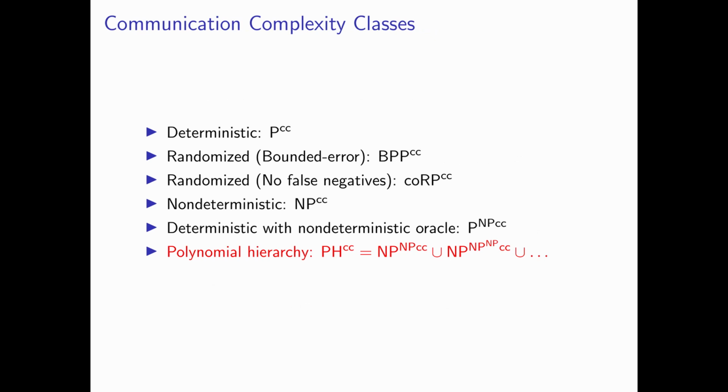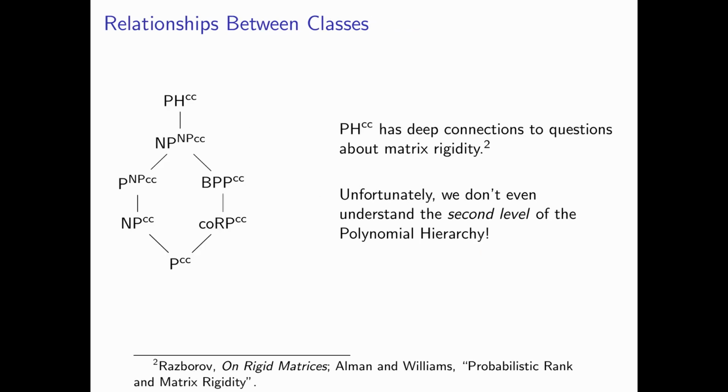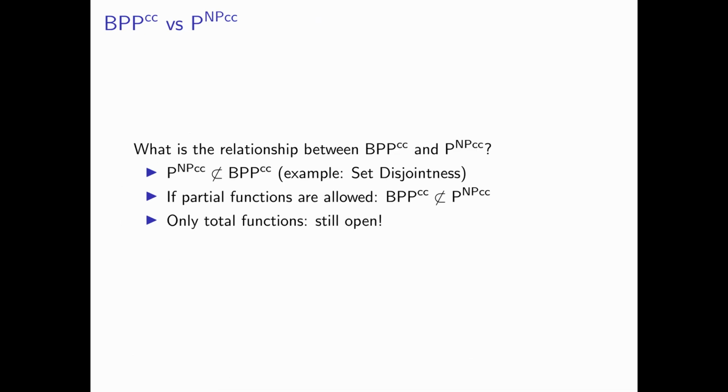Communication complexity classes such as these may seem a bit esoteric, but it turns out that they can have some interesting consequences. If we take these oracle classes to their logical conclusion, we get a class that corresponds to the polynomial hierarchy. And this class has deep ties to matrix rigidity and static data structures. Unfortunately, we don't even know how to think about the second level of the communication complexity polynomial hierarchy, let alone the whole thing. This brings us to a big open problem in communication complexity.